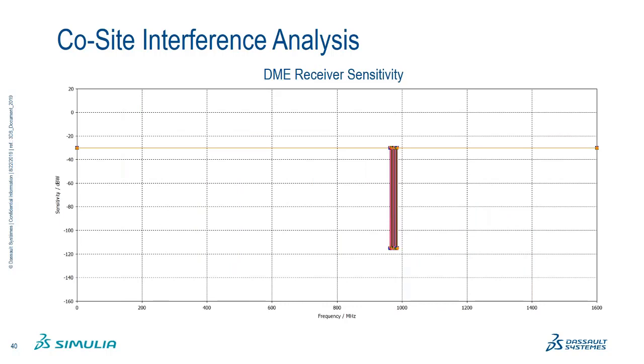Here we see the sensitivity spectrum of the DME receiver. It receives in the range of -30 to almost -120 dB watts, which is a very tiny signal.